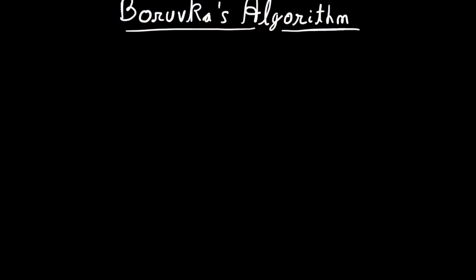Boruvka's algorithm is a greedy algorithm, just like Kruskal's and Prim's. A greedy algorithm is, as we know, an algorithmic paradigm that builds up a solution piece by piece, always choosing the next piece that offers the most obvious and immediate benefit. So the problems where choosing locally optimal also leads to a global solution are the best for greedy.